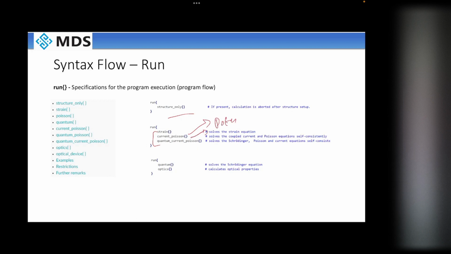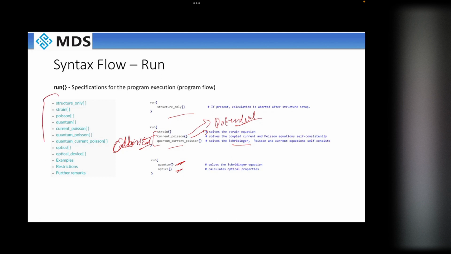If you simply write a Poisson, then it will solve the potential. The quantum current solves the Schrodinger-Poisson equation. Current Poisson is mainly using the classical model. If you want to run the quantum only, or optic only, it will run accordingly, with some set of equations on the basis of that.